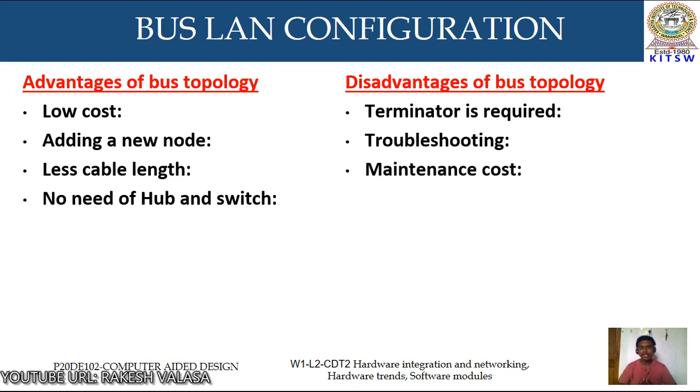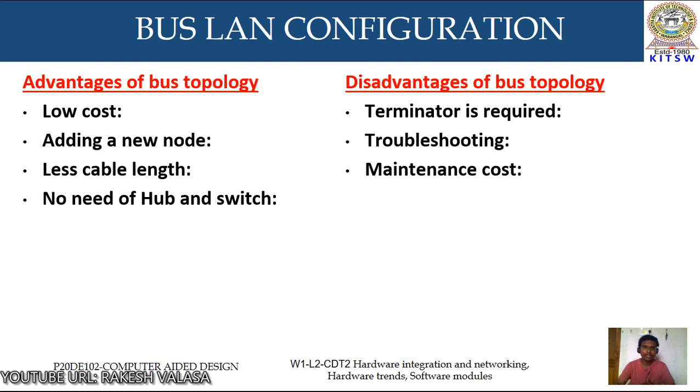Next one is maintenance cost. On increasing the number of nodes connecting to the network, a problem of maintenance is created. Bus topology works fine for few computers, but adding more computers creates a problem, as only one computer can send a message at a time. So wait time may increase if many computers are connected.